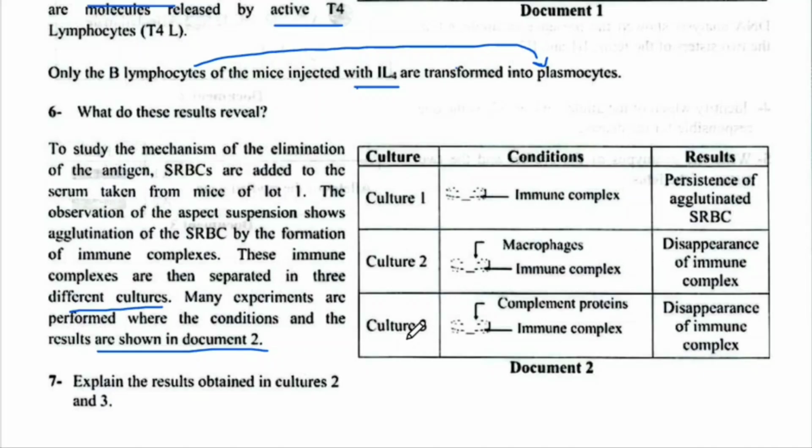For culture 3, complement proteins are added to the immune complex. For the result, the immune complex also disappears because the complement proteins destroy it by lysis. So, for question 7, explain the result obtained in culture 2 and culture 3. This is the answer.